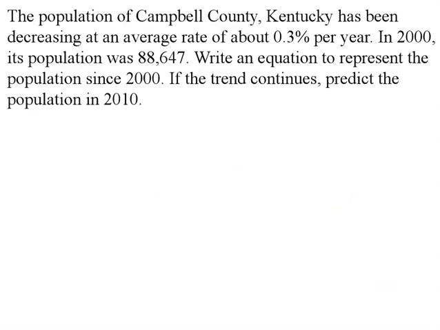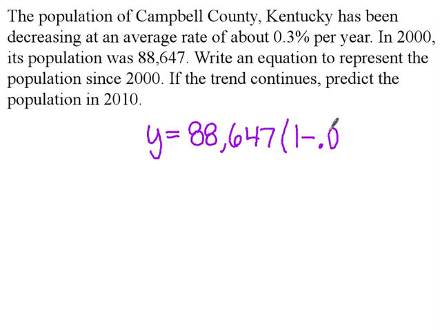Questions? Let's look at another one. We've got about 2 more and then we're going to call it good for today. The population of Campbell County, Kentucky has been decreasing at an average rate of about 0.3% per year. In 2000, its population was 88,647. Write an equation to represent the population since 2000. If this trend continues, predict the population in 2010. So y equals, what's going to be first here? 88,647. What do I do? 1 minus 0.003, to the t power.